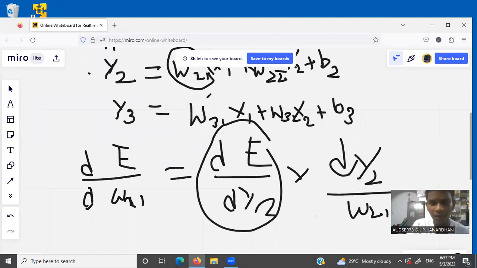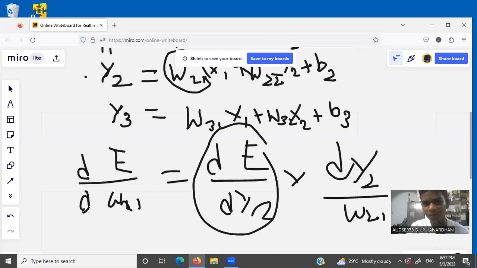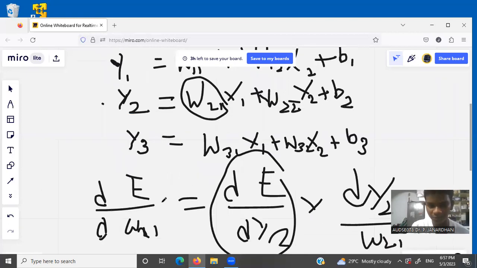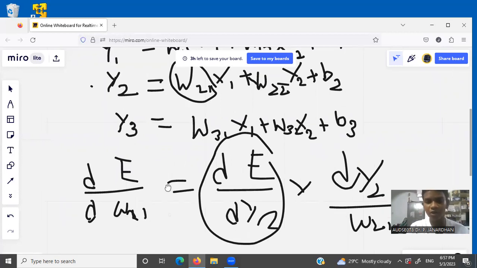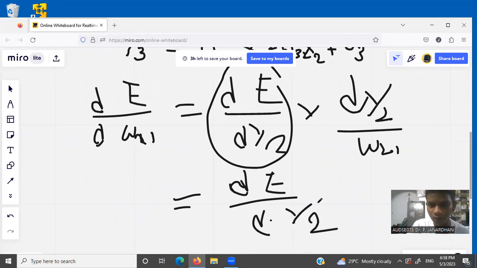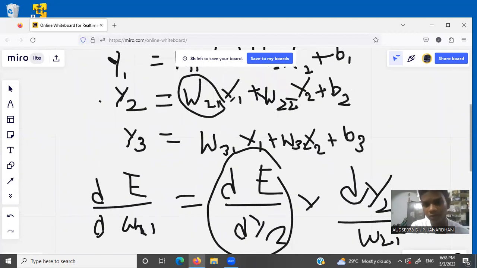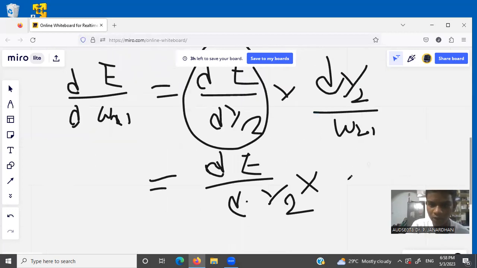And since w21 only appears in y2, we are only going to include this value. We are not going to include y3 and y1, even though they affect the loss function. So how much is the value? We can just calculate it: the derivative of error by y2, multiplied by the derivative of y2 by w21. That is x1, because x1 is the coefficient of w21, so we just multiply by x1.